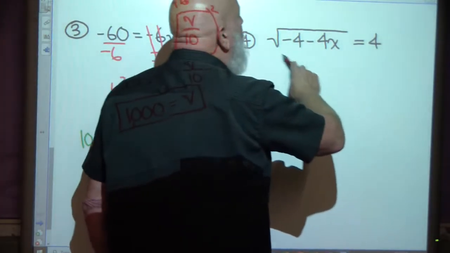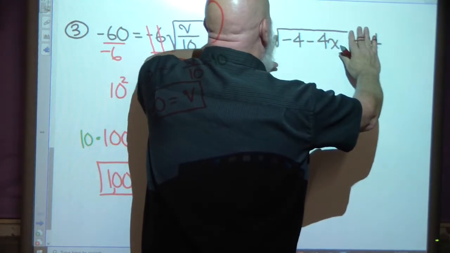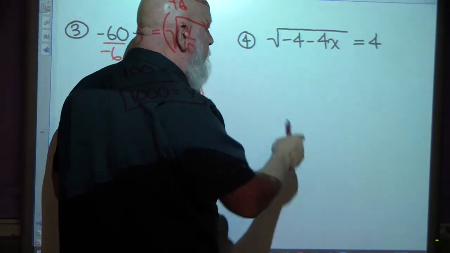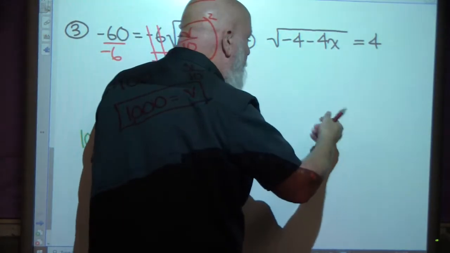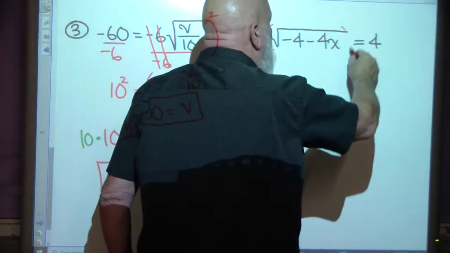Okay, we're looking at this. We want to isolate the radical. I look at that on this side of the equal sign. The only thing here is the radical. So I don't have to isolate it. It's already alone. There's nothing multiplied by it. There's nothing added to it. So I'm just going to get rid of it by squaring both sides.